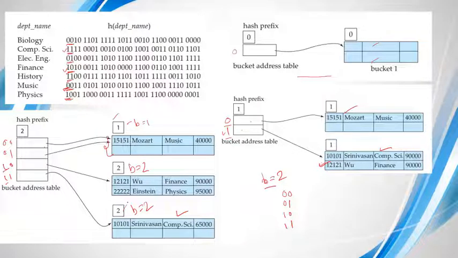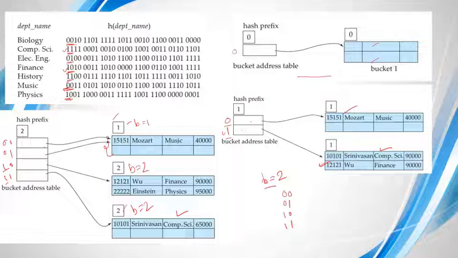Similarly, if we want to add another record for which we need to take the first 3 bits, then we have to again create an address table whose size will be 8. Similarly, we have to rearrange all these records according to their first 3 bits.